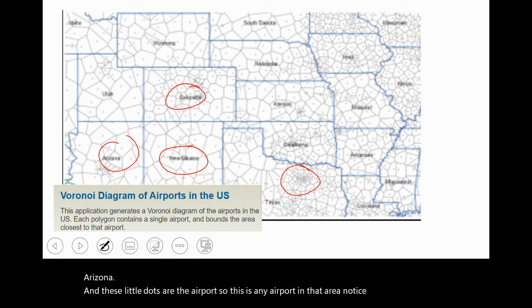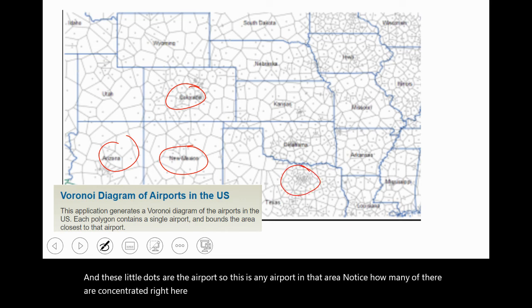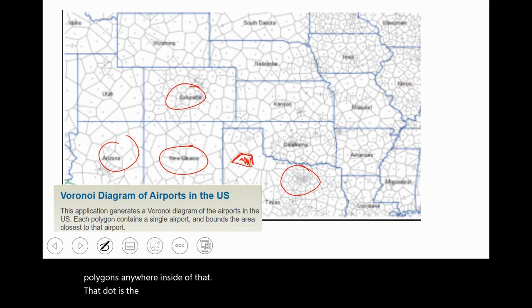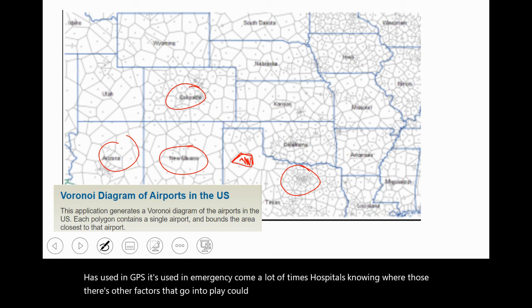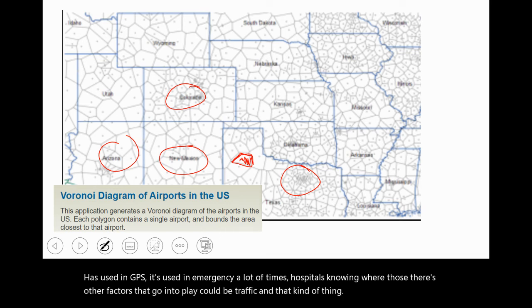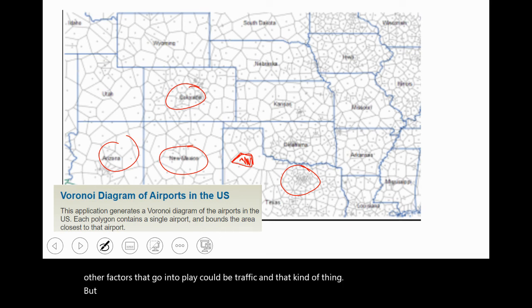So this is any airport in that area. Notice how many there are concentrated right here. Some of them are small airports. So if you're inside one of these little polygons, anywhere inside of that polygon, the dot is the closest airport to you. Okay, it's used in GPS. It's used in emergencies, a lot of times hospitals, knowing where those are. There are other factors that come into play, could be traffic and that kind of thing, but we're talking about any of these little polygons.